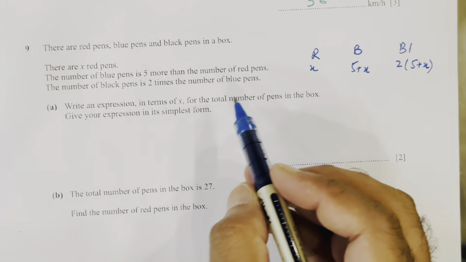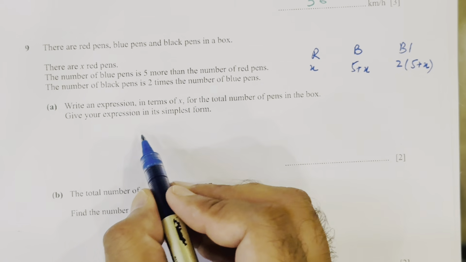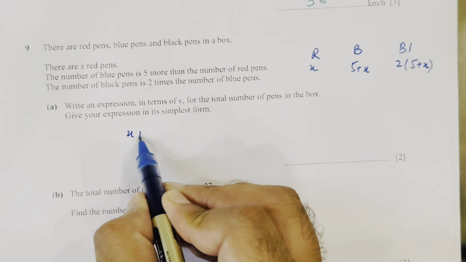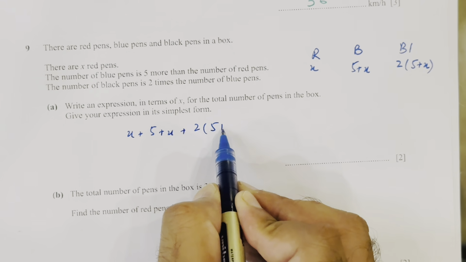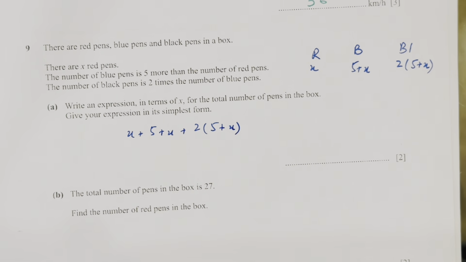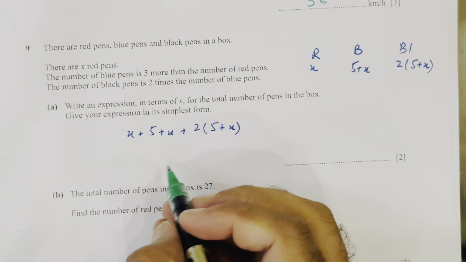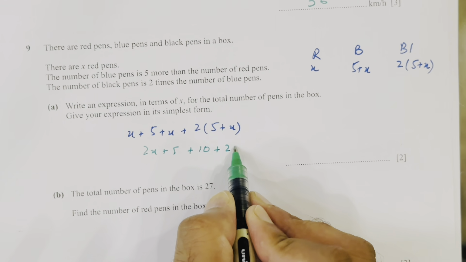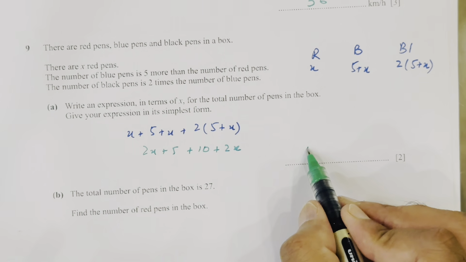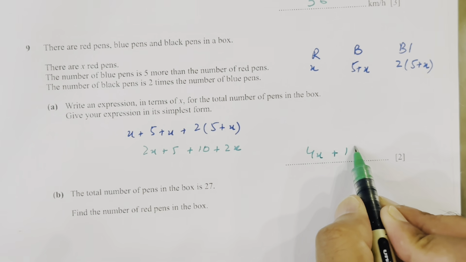So we need to find the total number of pens. So we're going to add red plus blue plus black, it would be X plus 5 plus X plus 2 into 5 plus X. X plus X would be 2X, 2X plus 5, then it would be 10, it would be 2X. The answer would be 4X plus 15.